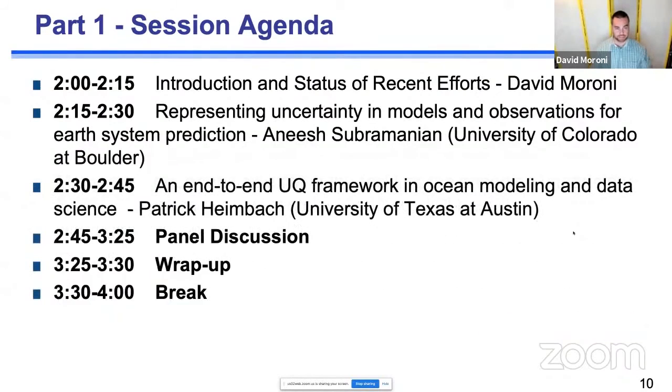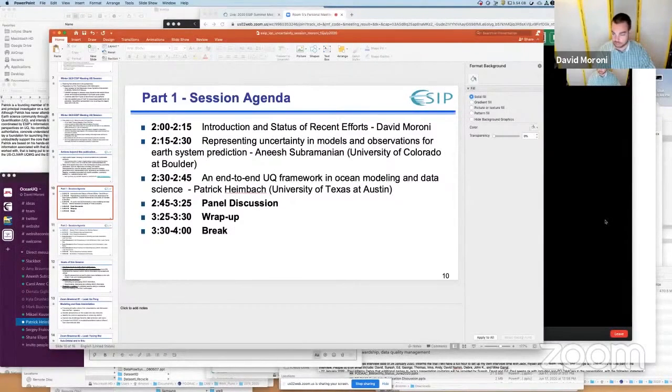Going into today's agenda, I just introduced the topic and talked about recent efforts, and we have our next presentation by Anish, followed by Patrick, and then we'll wrap up with a panel discussion. I want to point out that Anish does have a hard deadline. He has to leave right at 2:30, so I'll try to transition really quickly to him. Our panel discussion will feature myself and Patrick before we wrap up and take a break. So with that, I will stop sharing.